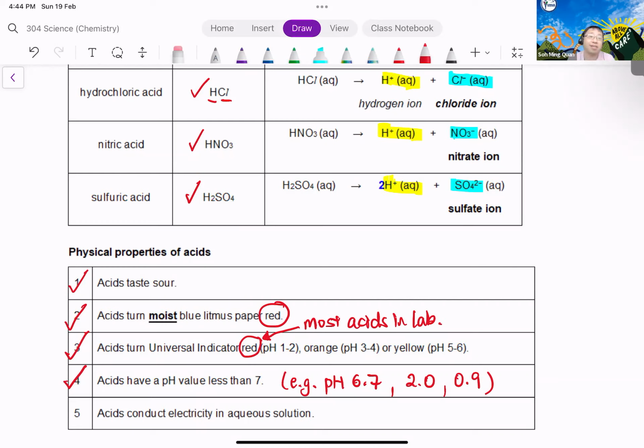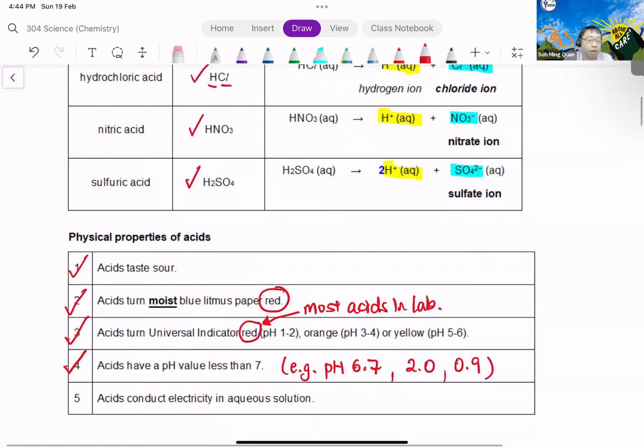This is because there are H+ ions, which are free to move. So on this one page, importantly, you need to know H+ means acid. H+ is responsible for all these properties you see listed here. Next, you should know the colors of indicators with acids. The predominant color here is red. Finally, the pH value of acids is less than 7.